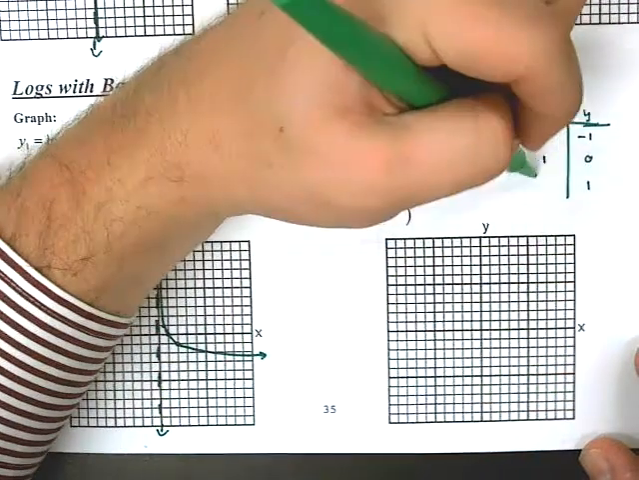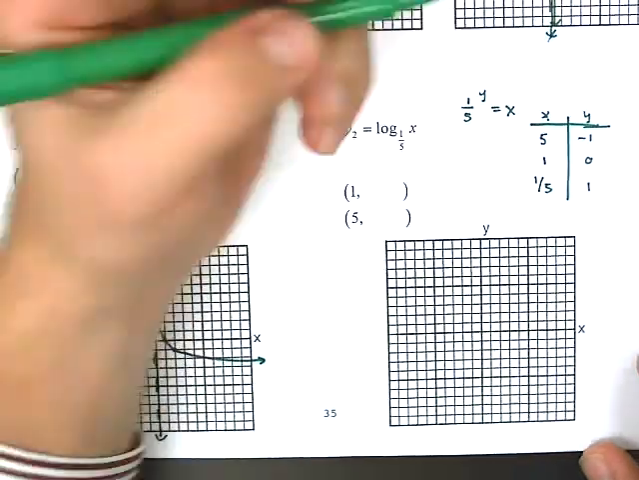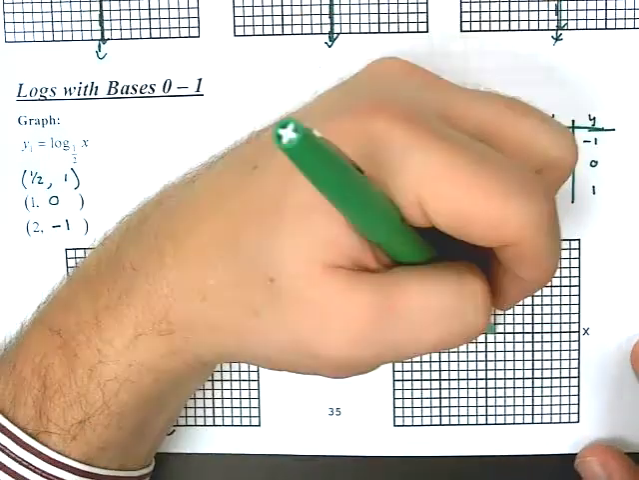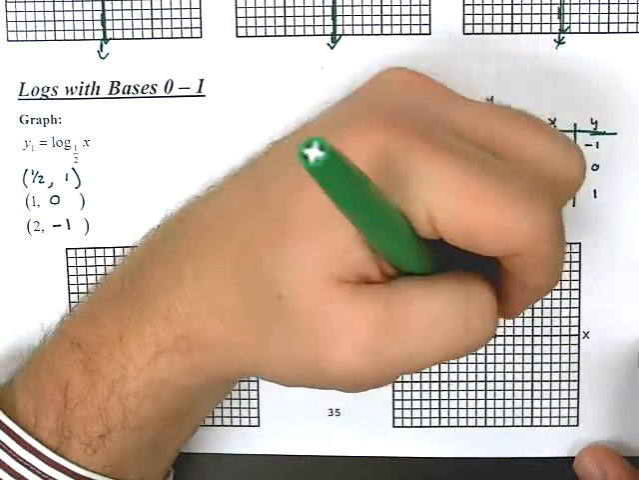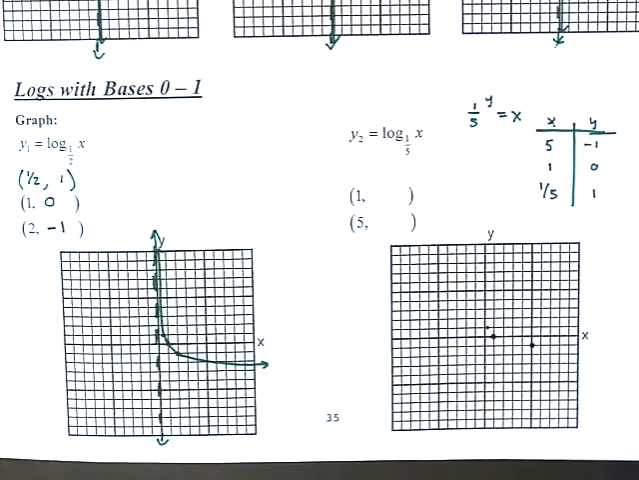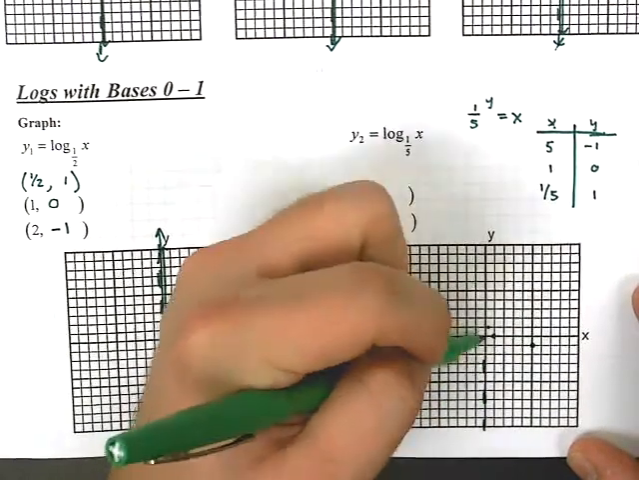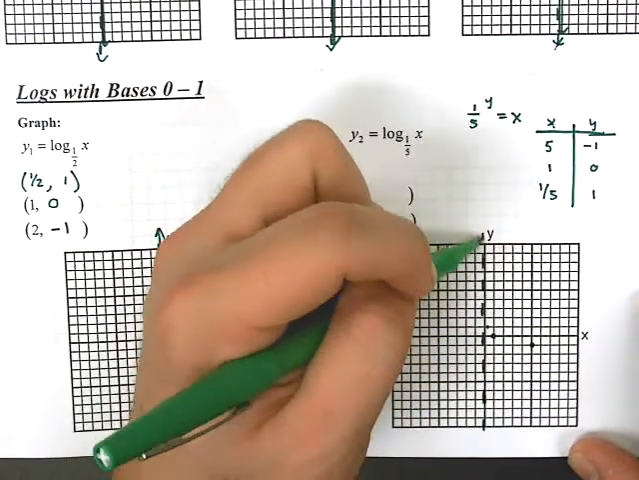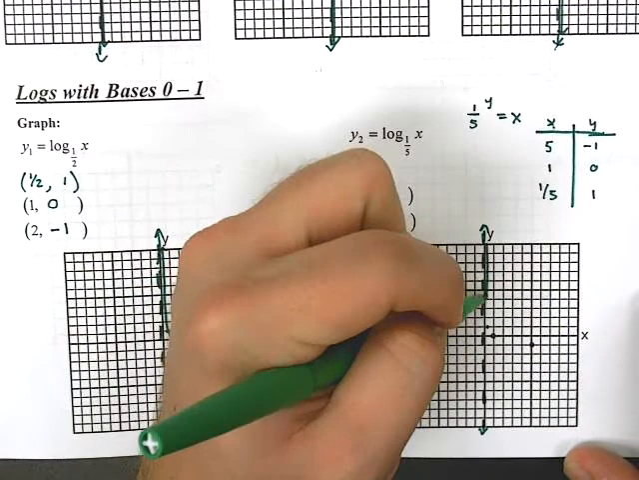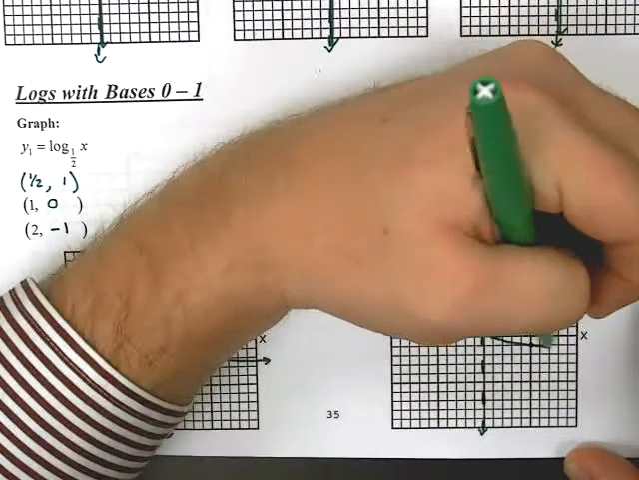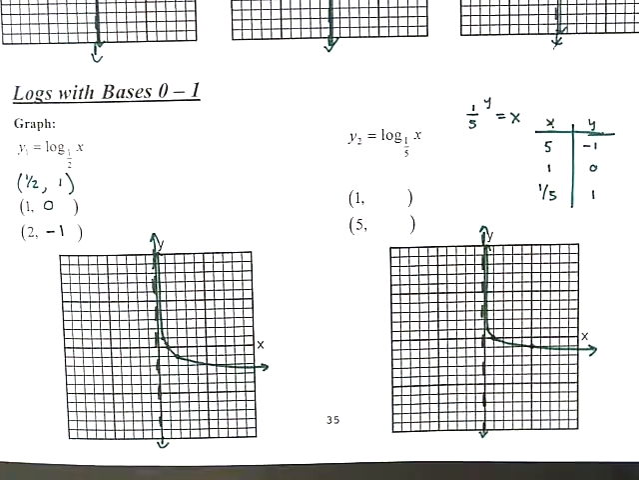Now when we solve, well, we get (1, 0). When I plug in 1, I get 1/5. When I plug in -1, I get 5. I can plot these points. So (1, 0), (1/5, 1). That's hard to graph. (5, -1) is not too bad. So now I could sketch. Again, I need my vertical asymptote because our argument must be greater than 0. But then it's as easy as just connecting the dots like that. Okay? Alright, let's move on.